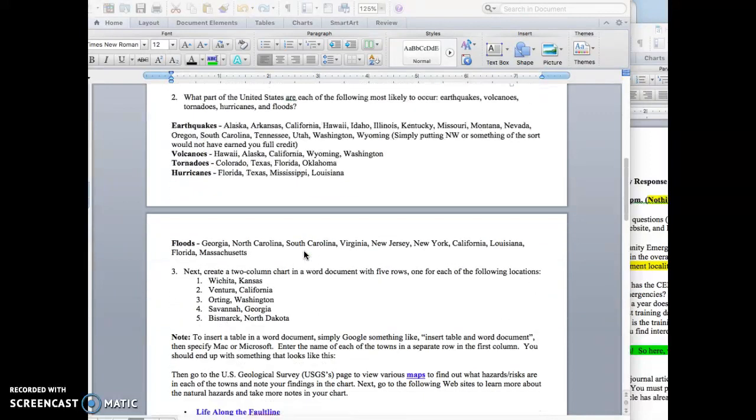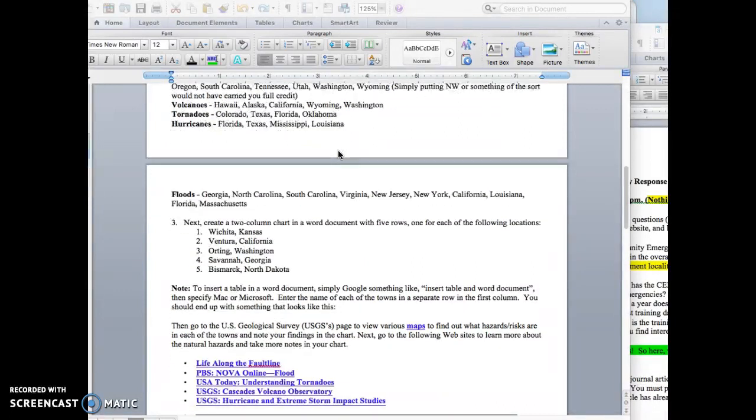So, number 2, what part of the U.S. are these most likely to occur? Now, this is what I was looking for: states. You could have even given me localities, but states was probably the best way to go about this. If you just said northwest, southwest, that was not what you needed to do for full credit.